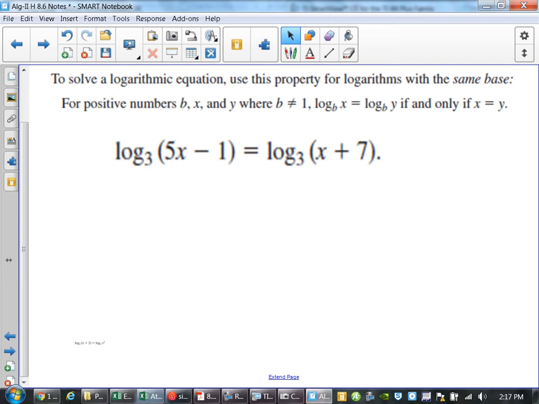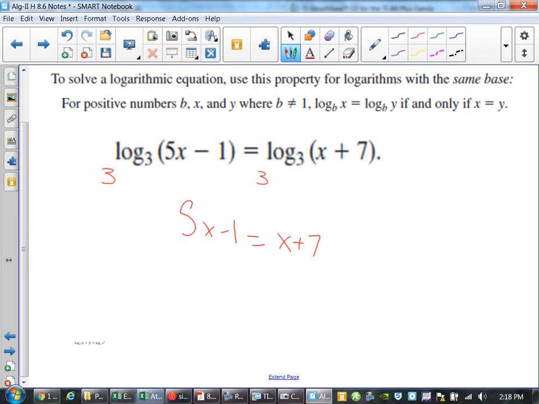One way to get around the log stuff is that you can undo your log by exponentiating. If I raise this as its own exponent, I get 3 to the log base 3 of something equals 3 to the log base 3 of something else. Those log bases drop out, and you get 5x minus 1 is x plus 7. And you get 2.